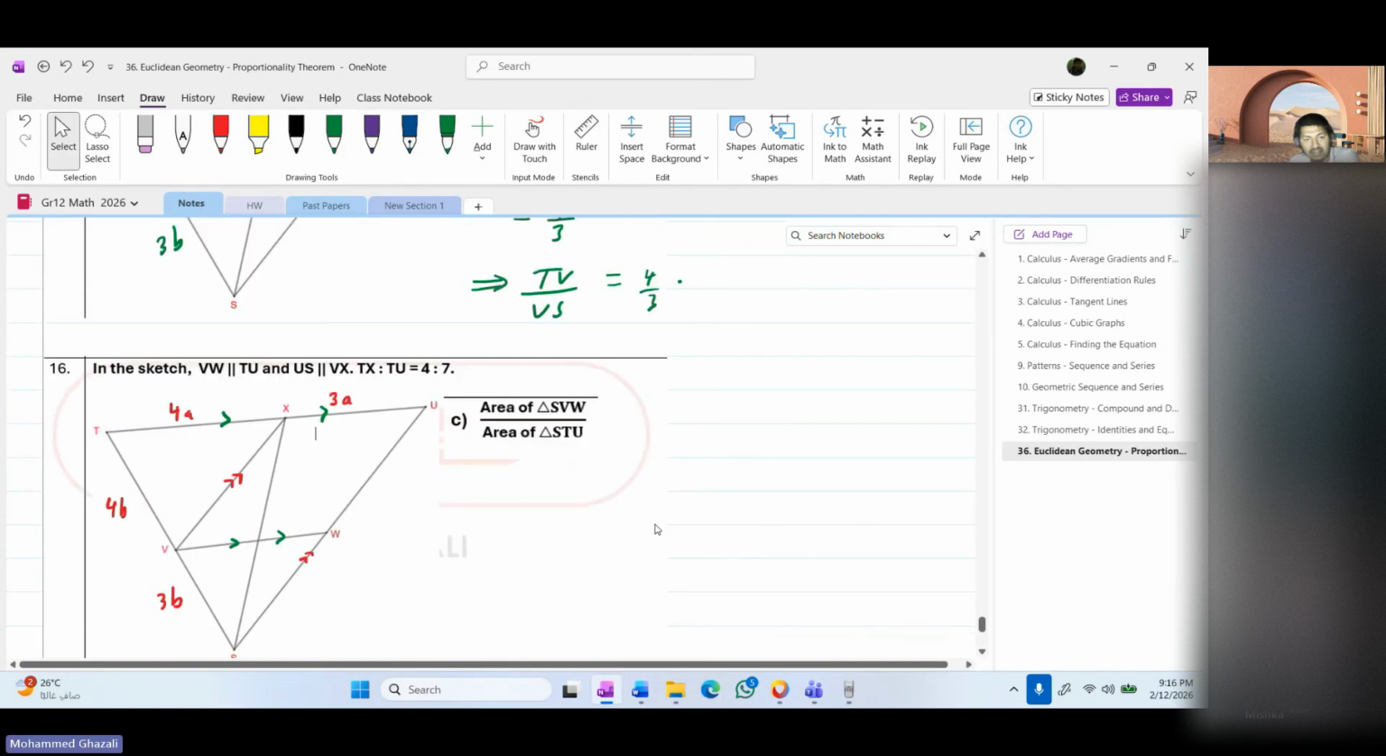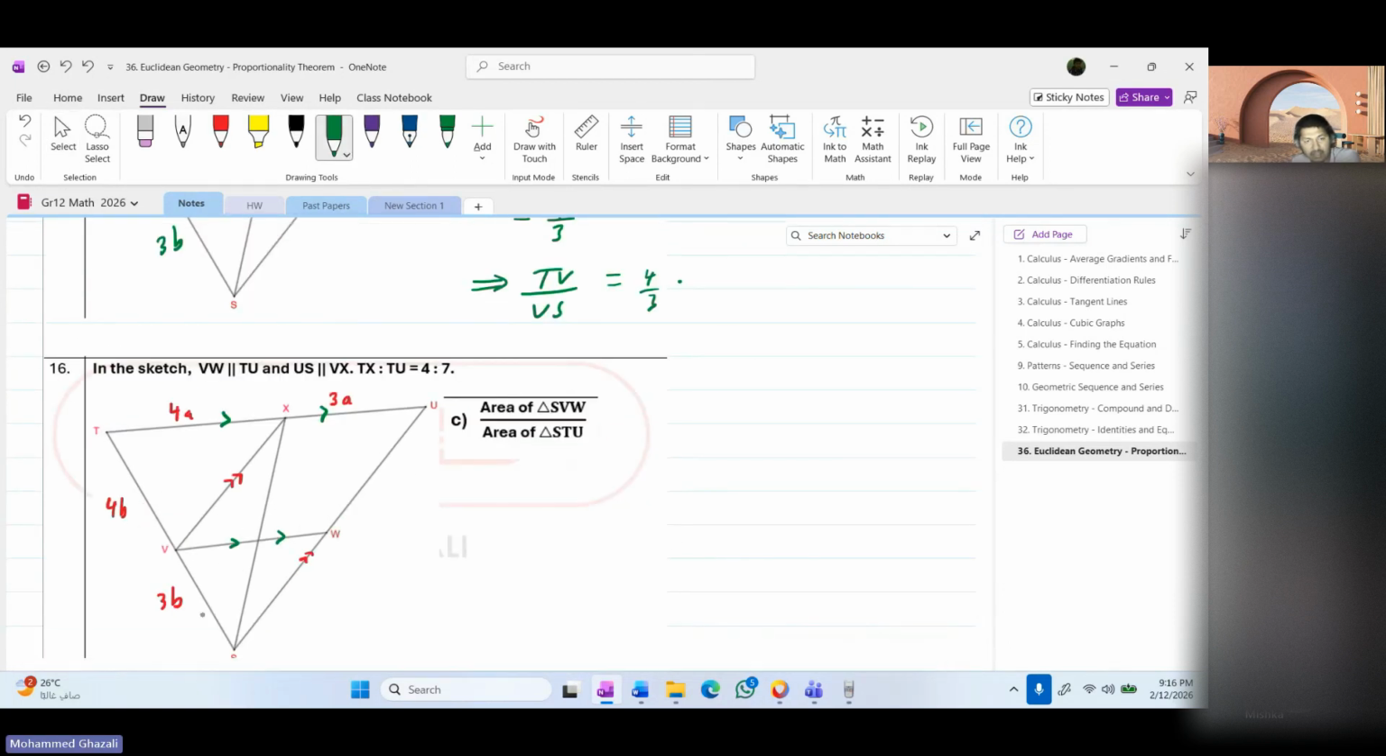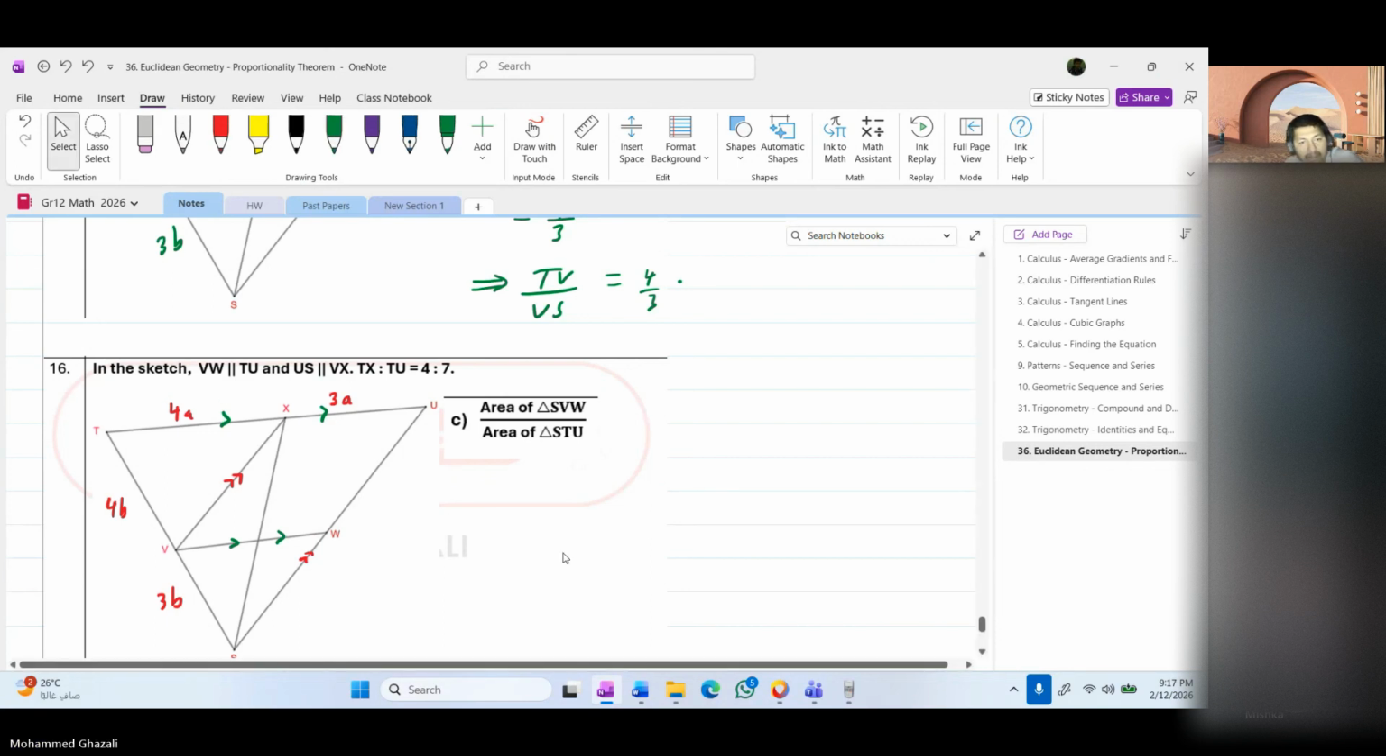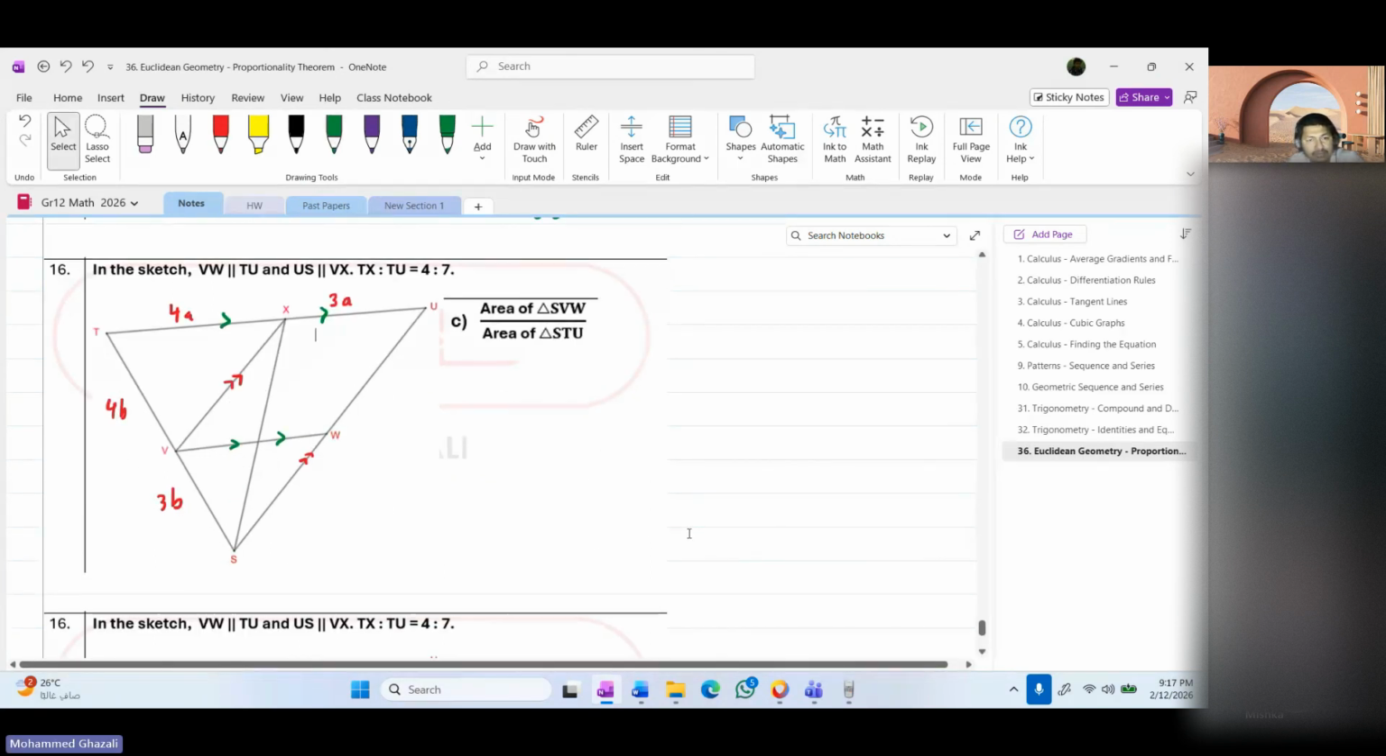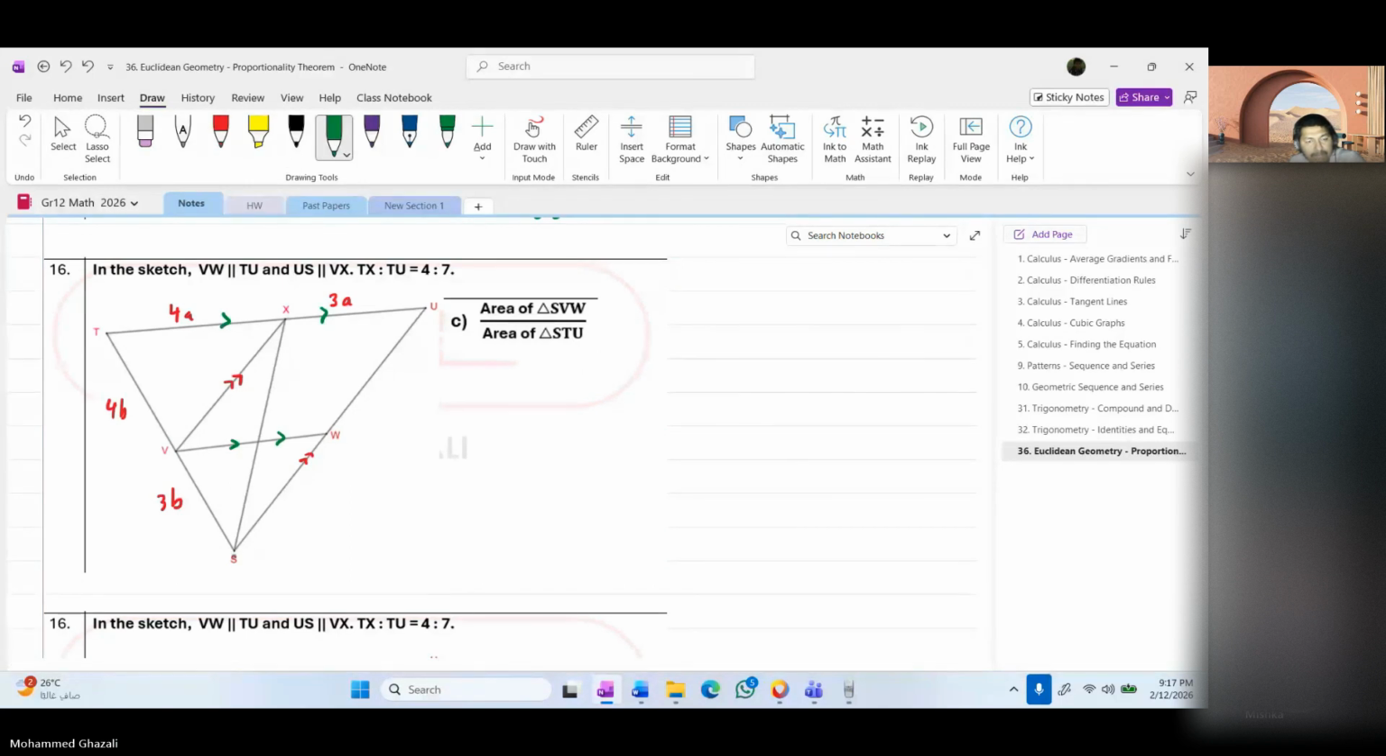Now let's check what this here has now. SVW, and area of STU. STU. Now SVW is this part over here, and STU is this entire big one. So they have nothing in common, right?